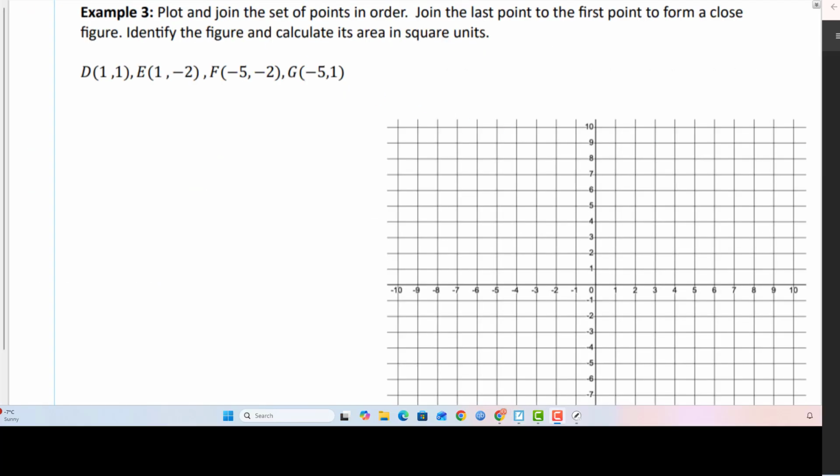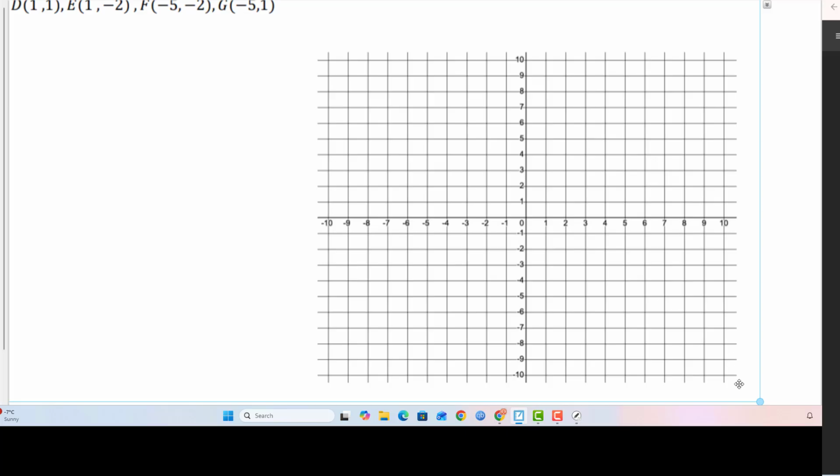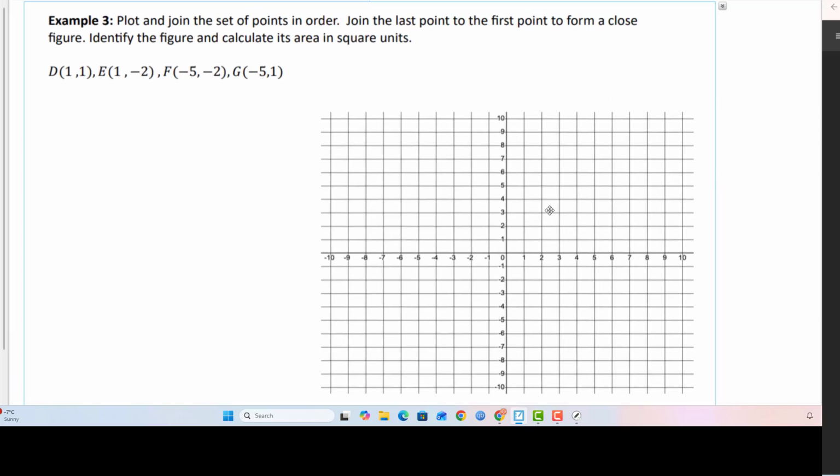Okay, let's move on to example 3 here. Example 3, plot and join the set of points in order. Join the last point to the first point to form a closed figure. Identify the figure and calculate its area in square units. So we have D, E, F, G. So D is first, 1, 1. So 1, 1, that's over here. X, Y, so E is 1, -2. So once again, 1, and then -2 here.